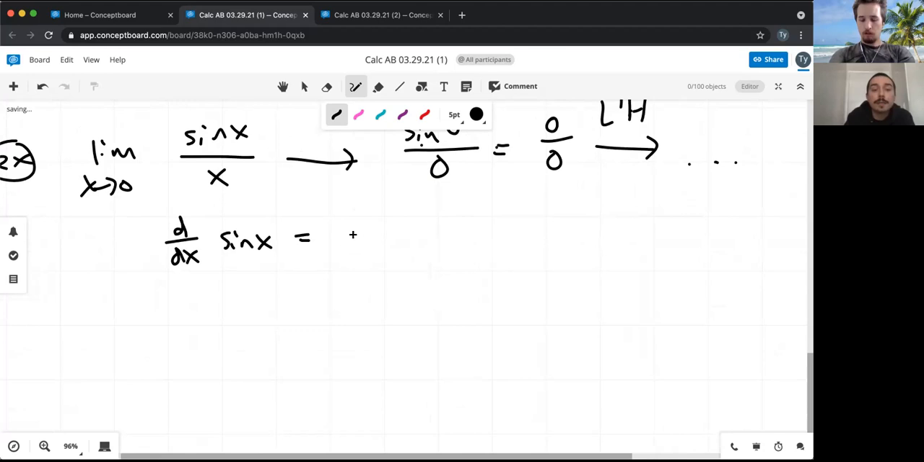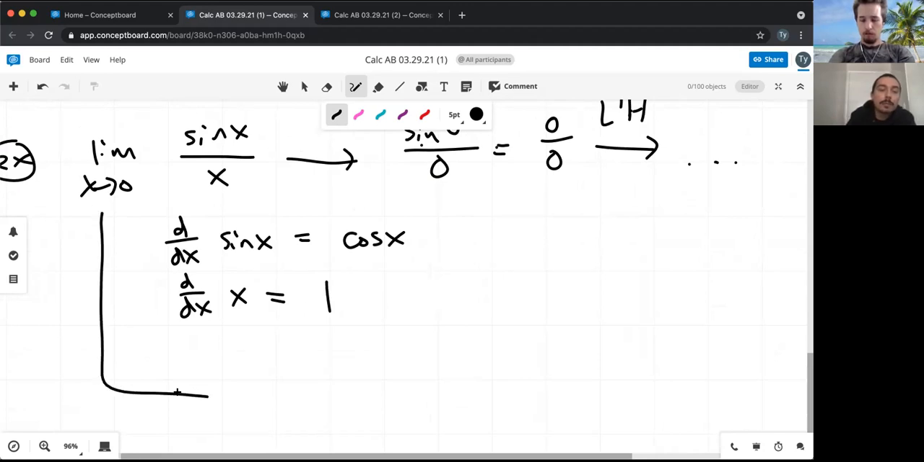Derivative of sine of x is cosine of x. We take the derivative of the bottom. Derivative of x with respect to x is 1. And then now by L'Hopital's rule, we know that the original limit is equal to this new limit with the same value, 0.